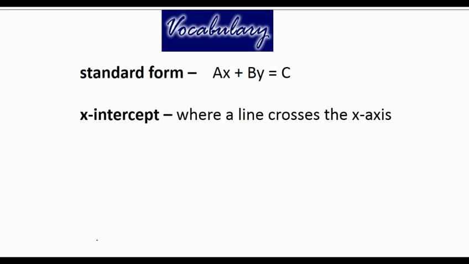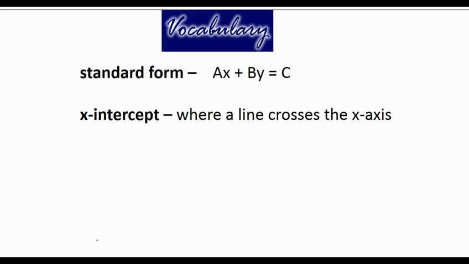Okay, today we're going to talk about standard form. Standard form is ax plus by equals c, where a, b, and c are all going to be numbers, and x and y will always stay x and y. And finally, the x-intercept, that's exactly like it sounds. It's where a line crosses the x-axis.